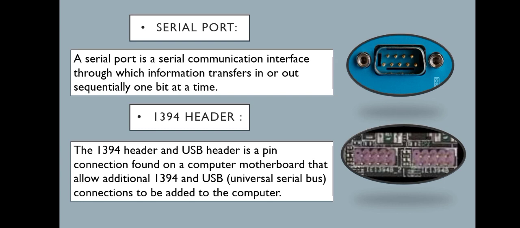In the next slide, we have serial port. A serial port is a serial communication interface through which information transfers in or out sequentially, one bit at a time. This is in contrast to a parallel port, which communicates multiple bits simultaneously in parallel.